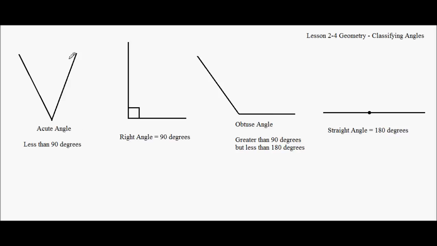So if, for example, I asked you quickly, 83 degrees, is that acute, right, obtuse, or straight? Well, it's less than 90, right? So it's acute. If I said it was 120 degrees, that's going to be obtuse. If an angle is equal to 90 degrees, that is a right angle. And if it's 180 degrees, it's a straight angle.